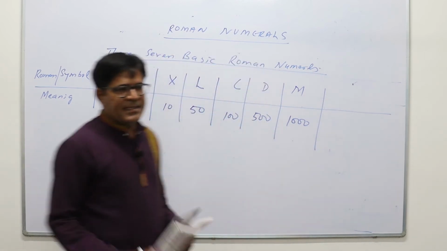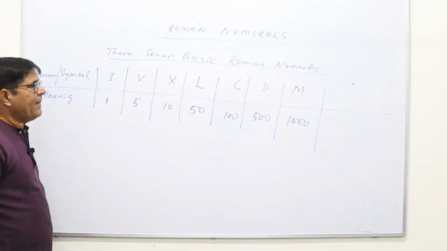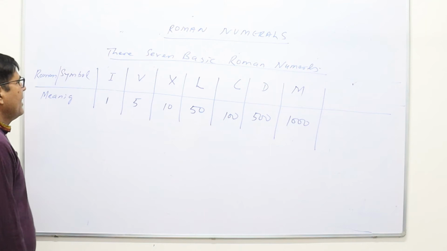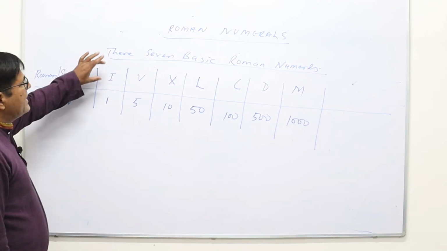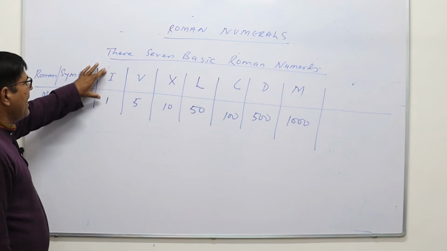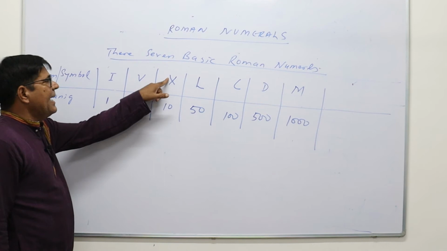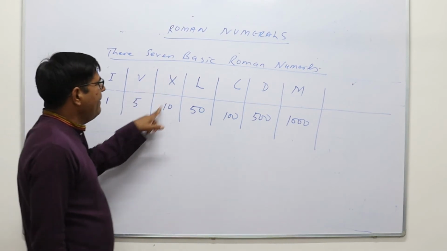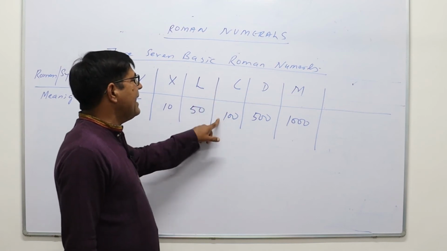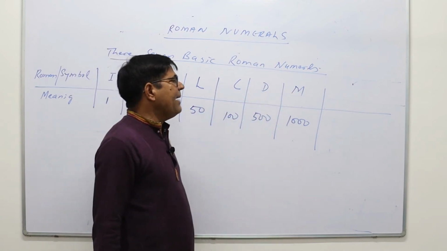So these are the basic 7 Roman symbols, and in the Hindu-Arabic system, the meanings of these basic Roman symbols are: I is represented by 1, V is represented by 5, X represents 10, L represents 50, C represents 100, D represents 500, and M represents 1000.